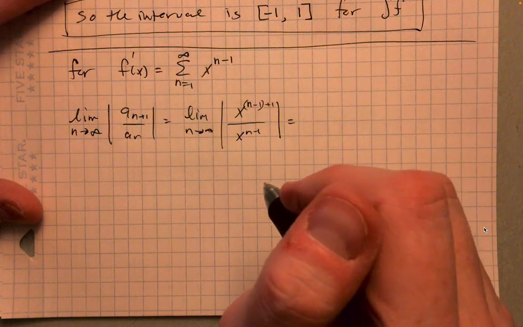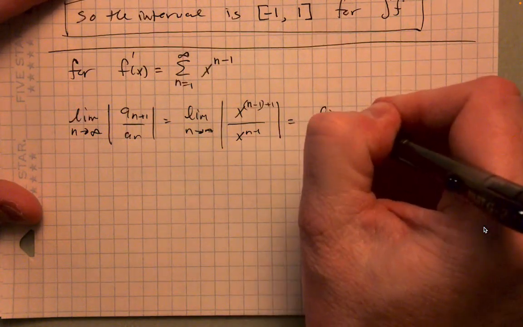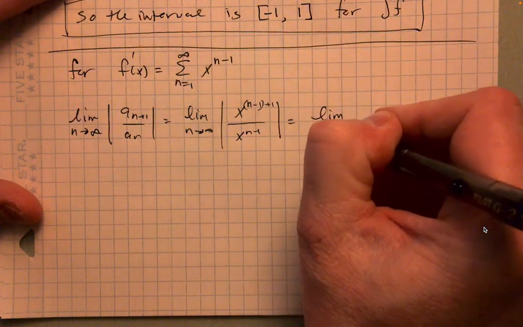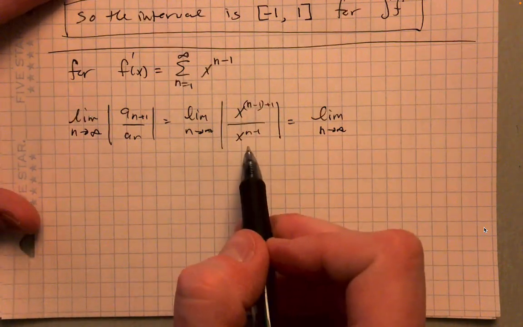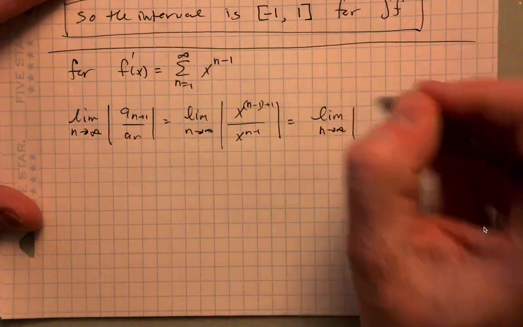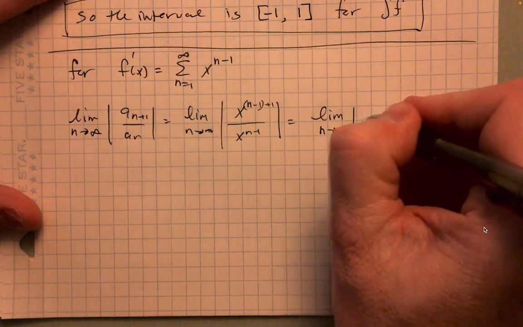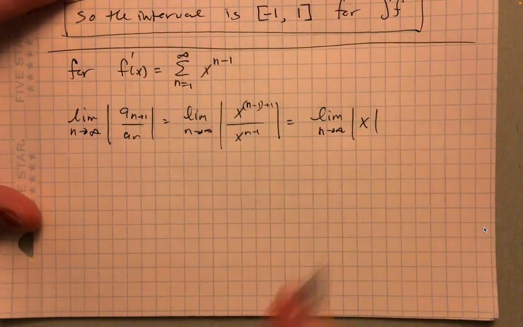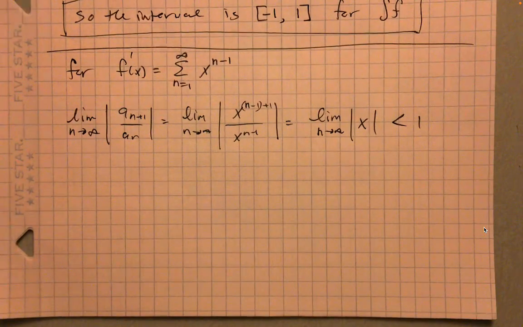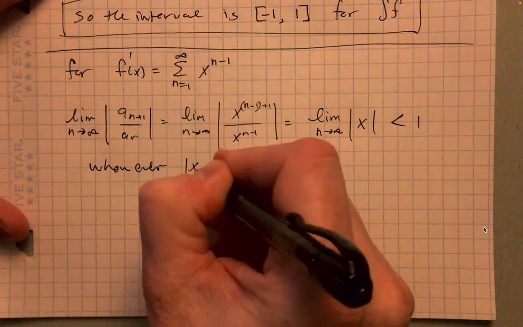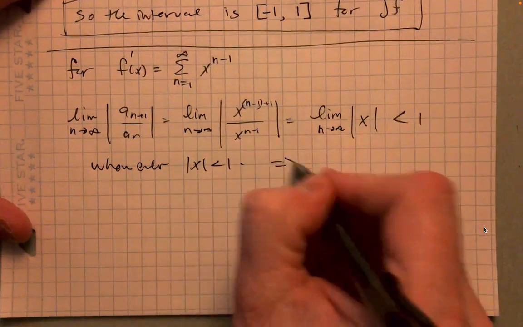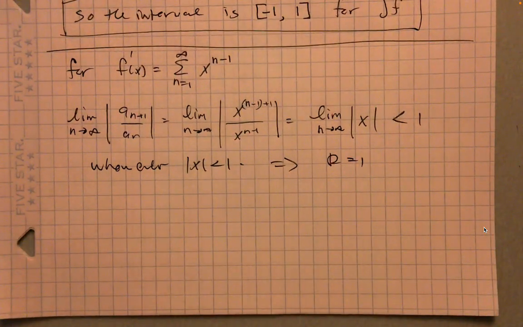Okay, and so what do we get here? We just get the limit as n goes to infinity. Now this would just be n, wouldn't it? So it's n over n minus 1. And so you get the absolute value of just x, right? And this is less than 1 whenever the absolute value of x is less than 1, right? So confirming that R is equal to 1. We kind of knew this from the previous theorem, but it's nice to just confirm it.